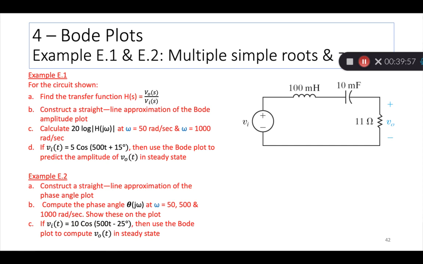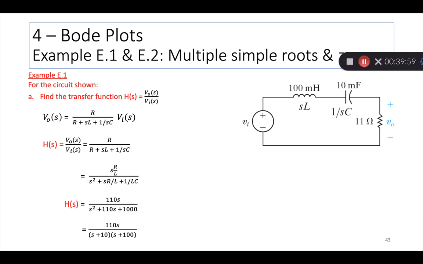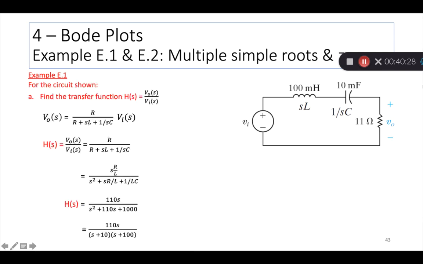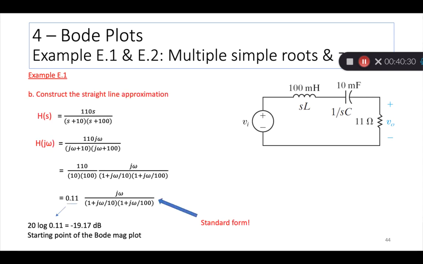Okay, so I'm going to skip to slide 43 where we start to solve the problem. First of all, we need to find the transfer function, and I'm sure you know how to write it. First you convert to the S domain, and I show you the SL and 1 by SC values. Write the transfer function in S and then also factor. Luckily in this case it's just real roots, so this is how it comes out to be. Now I'm going to skip to slide 44, the next slide.